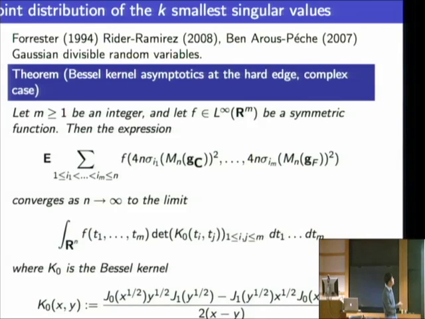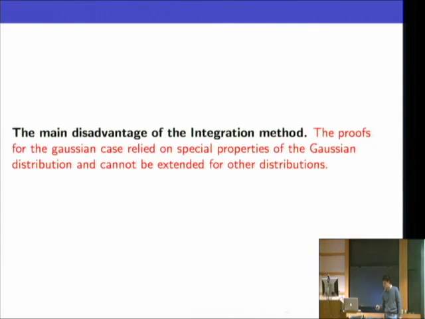You can also compute the joint distribution of not the smallest singular value, but say the joint distribution of say the smallest 3 singular values. But again, the answer looks much worse. And then the Bessel kernel coming in, this is more systematic study. Okay, the main disadvantage of the integration method is that it relies on the formula that you integrate upon, and then you can do nothing else for the other distributions.